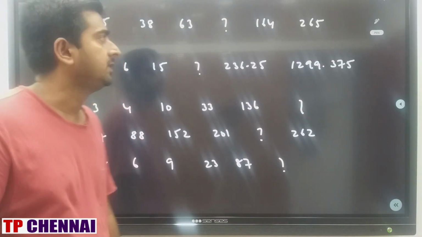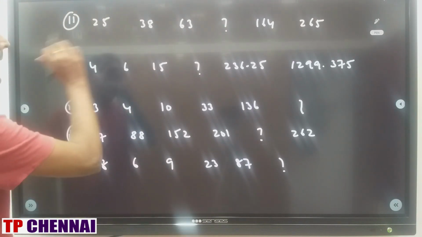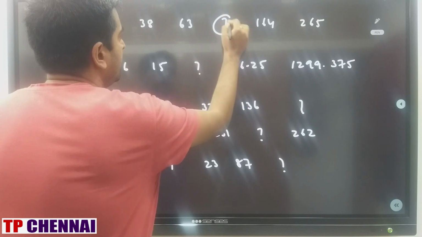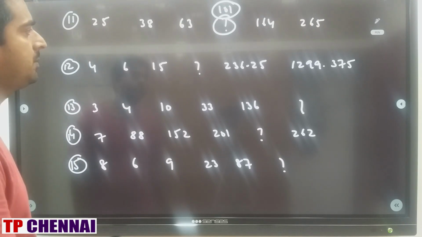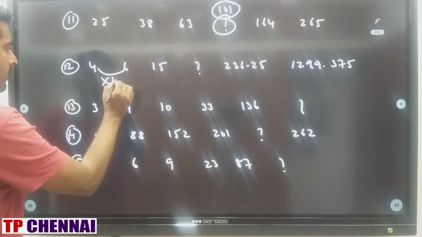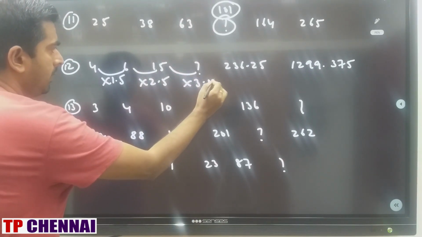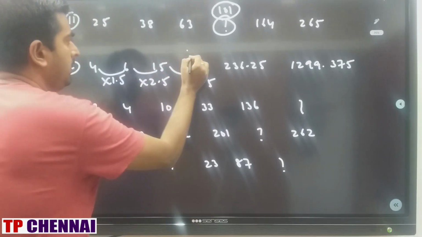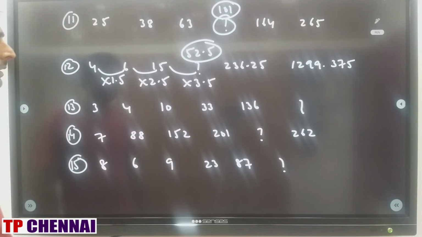Now we will see 5 missing number series. First one: 25, 38, 63, question mark, 164, 265, right? Sum of the series logic. 25 plus 38 is 63. 38 plus 63, what is the answer? 101. Next one: 4, 6, 15, question mark, 236.25, 1299.375. Into 1.5, into 2.5, so this will be into 3.5. What is 15 into 3.5? 15 into 3 is 45. 15 into 0.5 is 7.5. 52.5. Right?